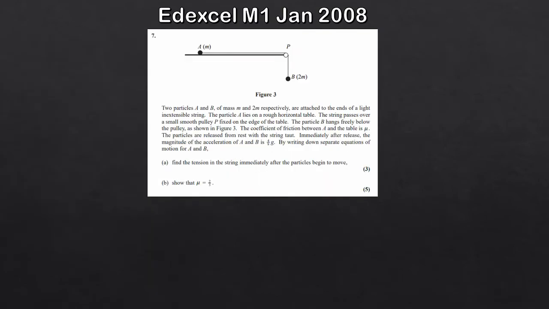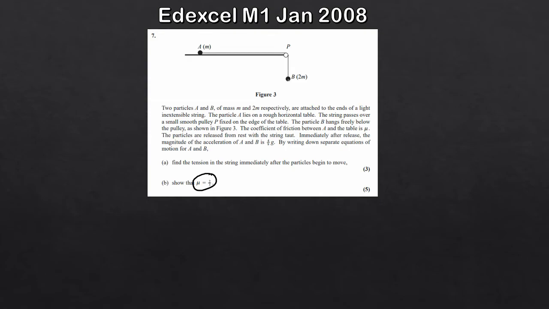Now let's take a look at the very last question here. This question is slightly different because if you read the question, the particle A, so let's just change the pen colour so we can start annotating this diagram here. This particle A lies on a rough horizontal table. So what that means is we're going to have to deal with friction in this question. Okay, and we can see that in part B, we have to show that mu is equal to 2/3. So what I'm going to do here is label my diagram.